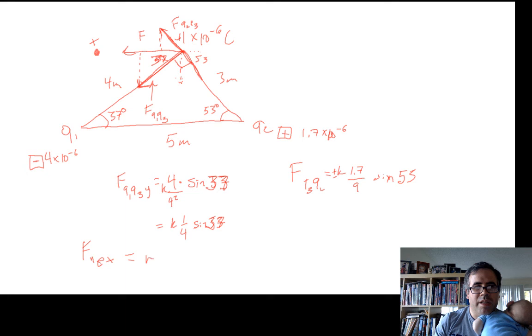So we're going to K. You should probably have the coulombs, so it's 1 times 10 to the negative 6 times 4 times 10 to the negative 6, over 4 meters squared, so 16 square meters, times, since we want that component, cosine of 37.